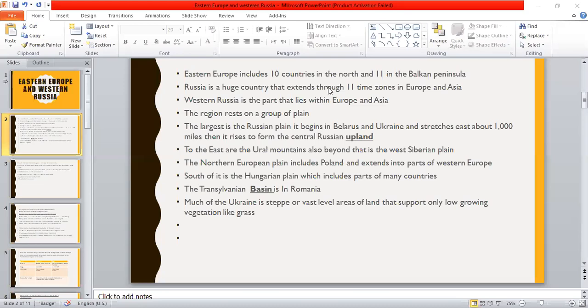Who can tell me again about the climate? Yes, Hannah? There is the subarctic climate. This is in Russia. Okay. And then there is the humid continental climate. It is in Albania and Siberia. Yes. And there is the Mediterranean climate, yes.